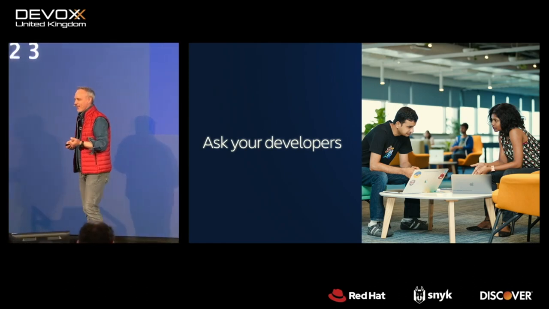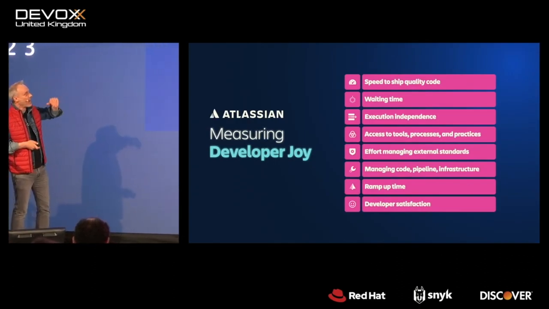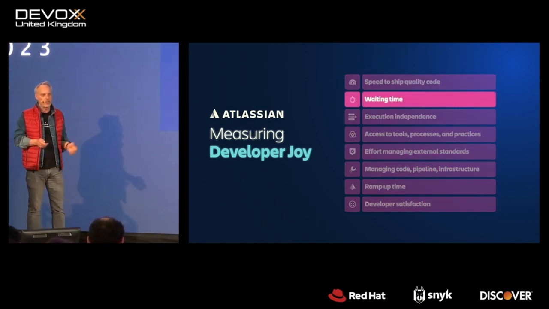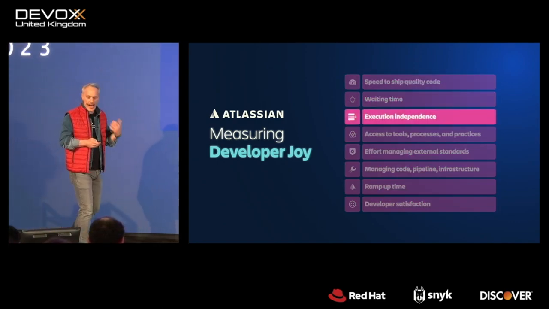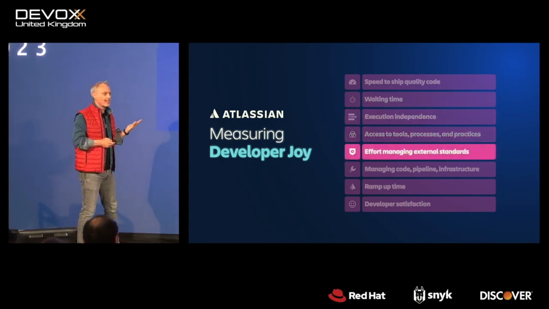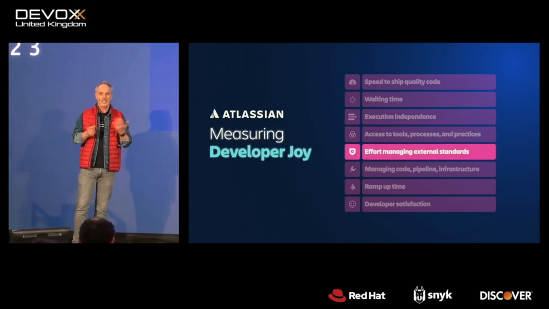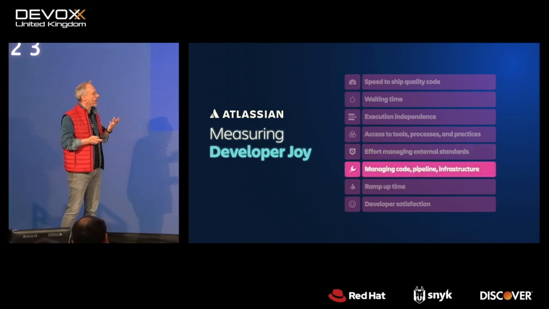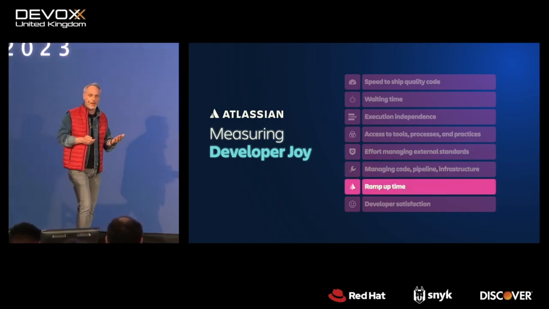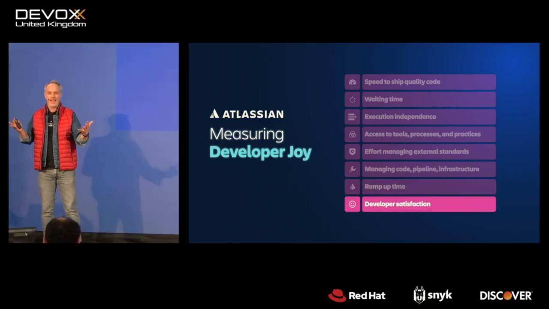And we're doing this regularly, actually. We call it the developer joy survey. We do a survey and ask, how satisfied are you with your speed to ship quality code? Or how satisfied are you with your waiting time? How satisfied are you with your execution independence, running autonomous teams? Your access to tools, processes, and practices? How satisfied are you with your effort of managing external standards like security and governance? And how satisfied are you with managing your code pipeline, your ramp-up time for new developers, how fast they can ramp up, and your developer satisfaction? How is that overall, right?